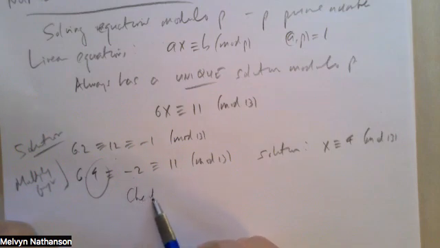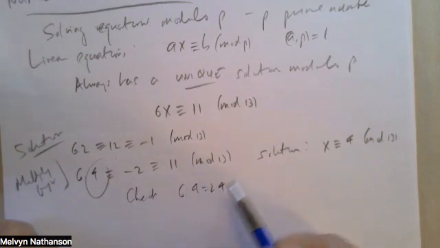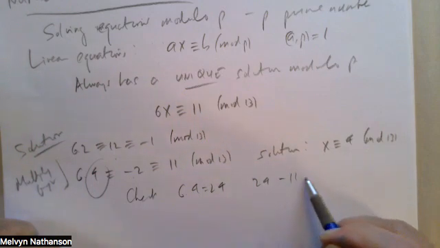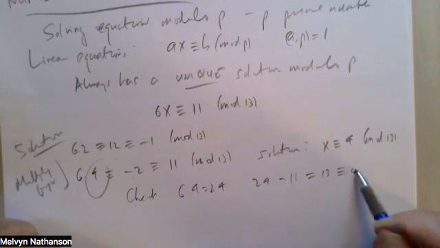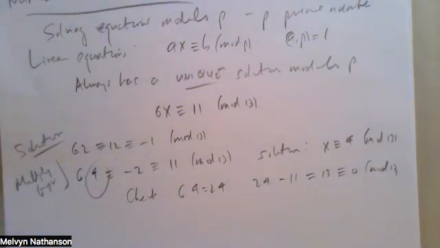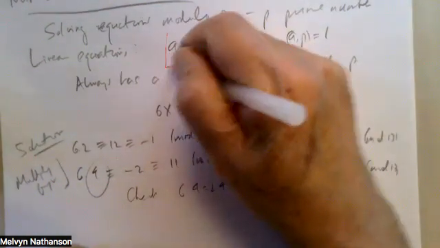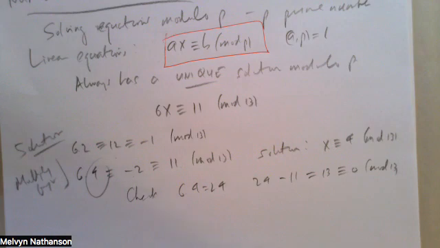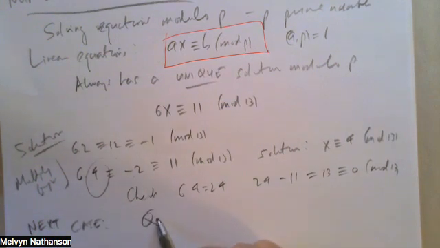And if you want to check, 6 times 4 is 24. 24 minus 11 is 13, so congruent to 0 mod 13. But the whole point is that for a linear equation modulo a prime, there always exists a unique solution. So after you've studied linear equations, what's the next case? Quadratic equations.